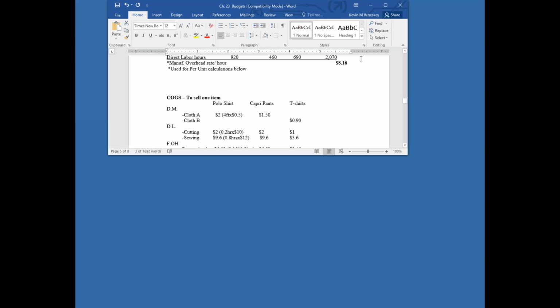Now the factory overhead, we just determined what it is on a per hour basis, $8.16, based on a per sewing hour basis. So the polo shirt, remember how much time it takes for sewing, it takes 8/10 of an hour. So we're going to do the simple math then. 8/10 of an hour times the hourly rate of overhead that needs to be applied.